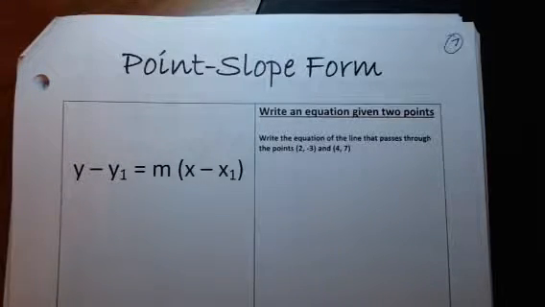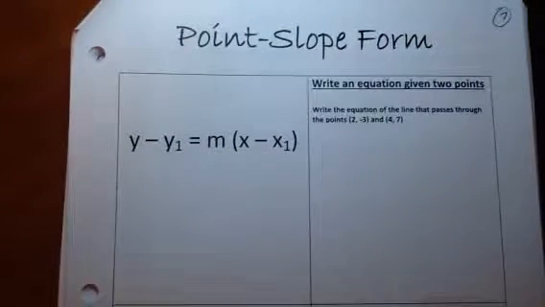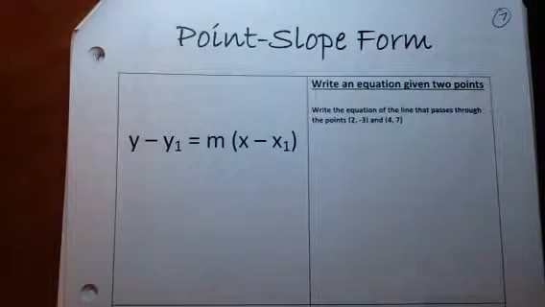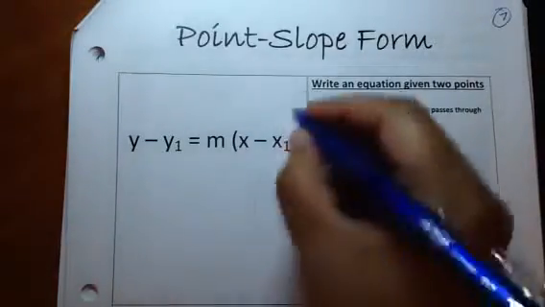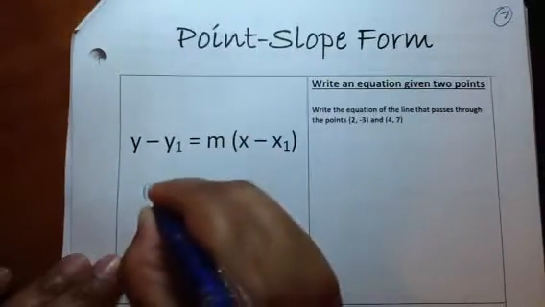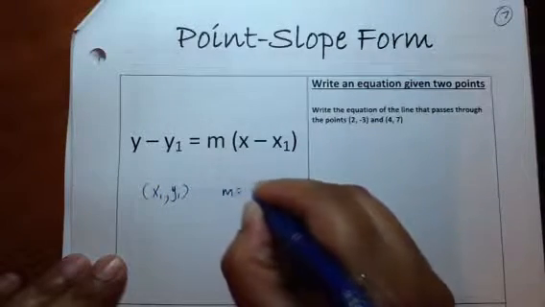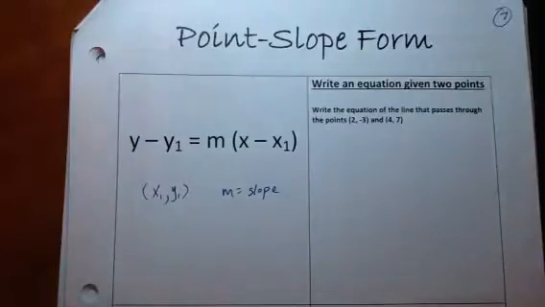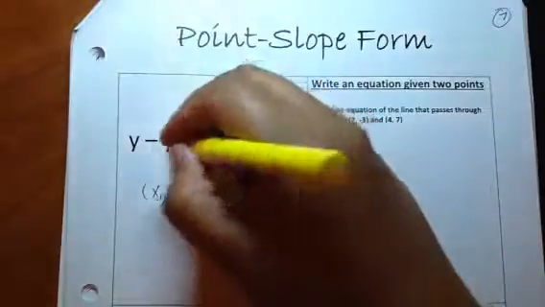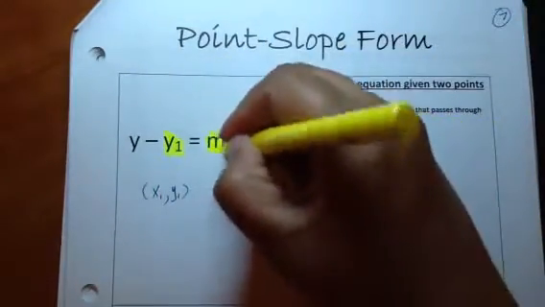Turn to page 7, point slope form. Point slope form is one of the 3 formulas that you'll deal with when talking about linear equations. In this, what you're given is a point, and then you're given a slope. So basically what I need you to know is you're going to be filling in these numbers.